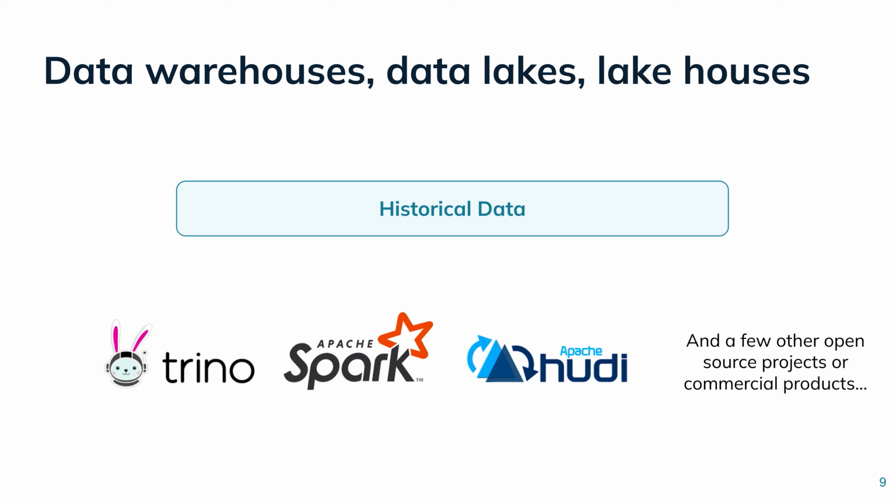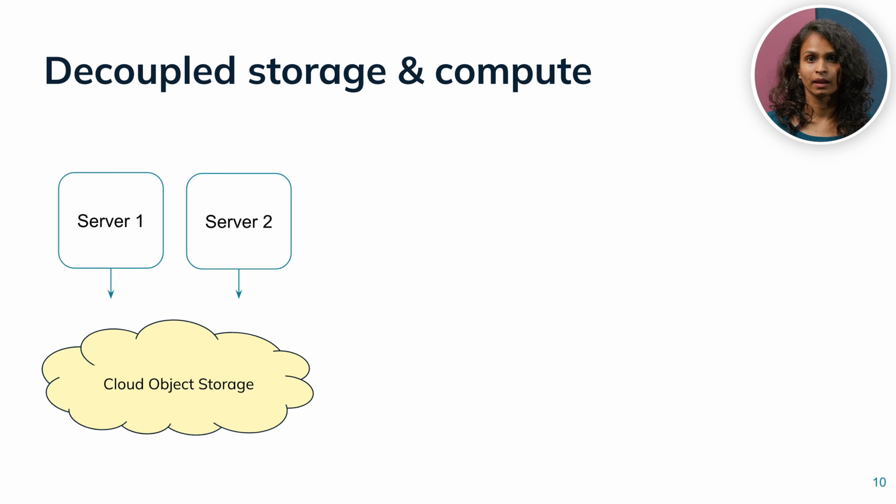We can take a look at a whole other category of analytic systems, such as Trino, Spark, Hoodie. These are very popular for storing and analyzing the historical workloads. These usually have a decoupled architecture, wherein the serving nodes are compute only and the data is stored on and accessed from a cloud object storage like S3.